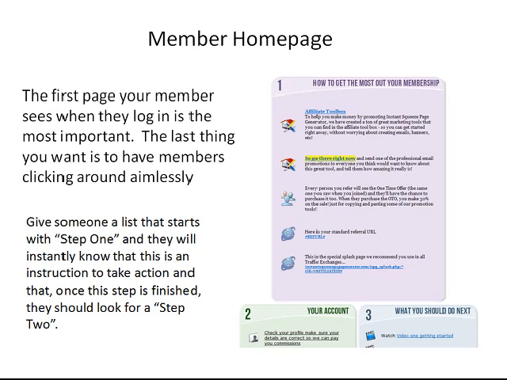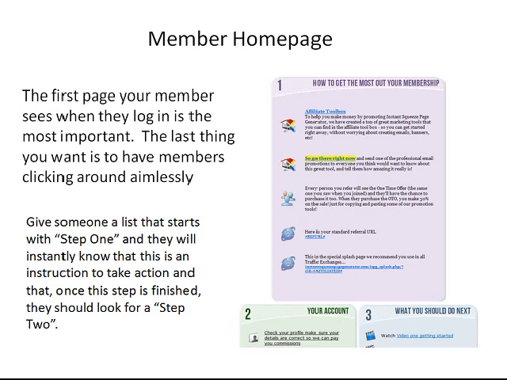Instructions presented as a series of steps are even more attractive. Give someone a list that starts with step 1 and they will instantly know that this is an instruction to take action and that once this step is finished, they should look for a step 2. Now, the truth is, from a very early age, we're all hardwired to recognize and follow lists. Whether it's an assignment at school, a tax return, or the instructions on a pot noodle jar.